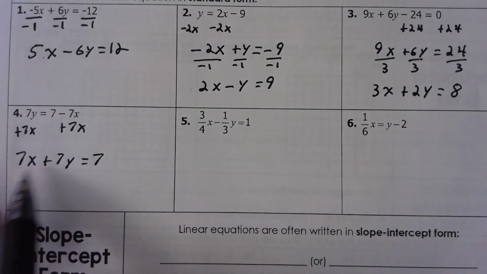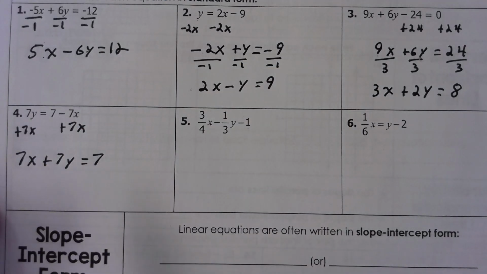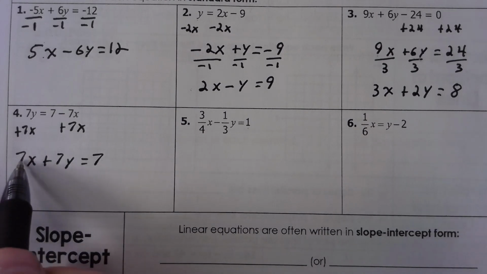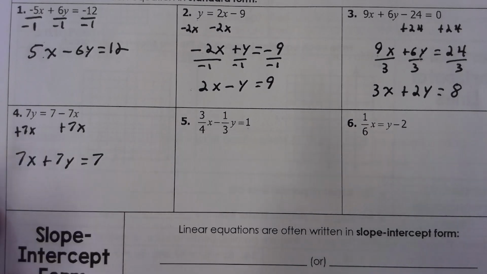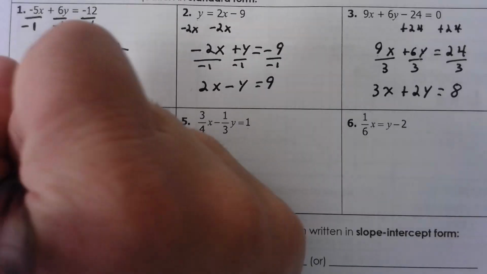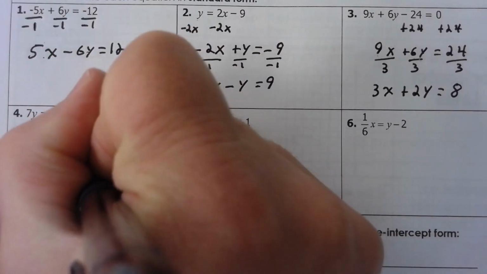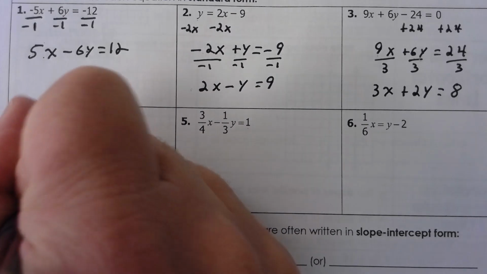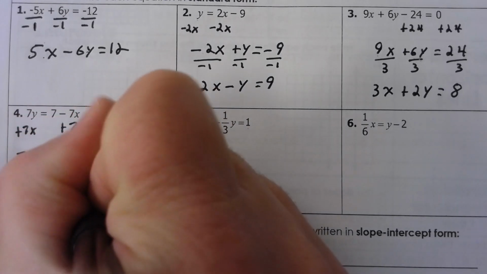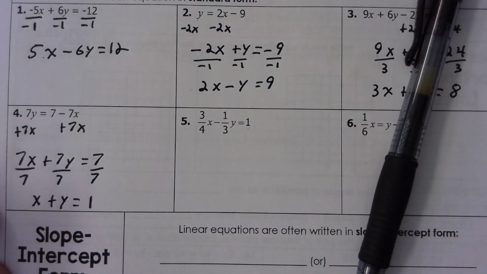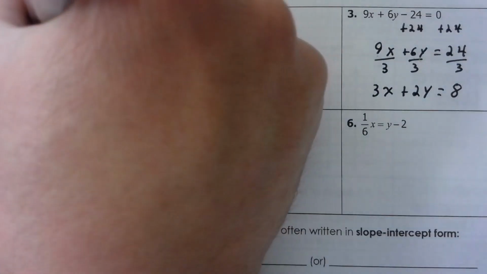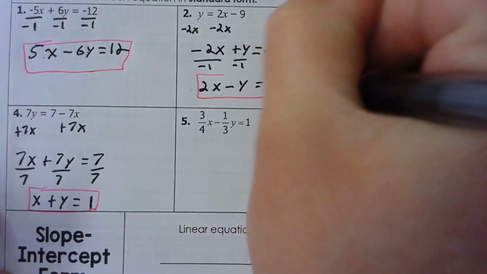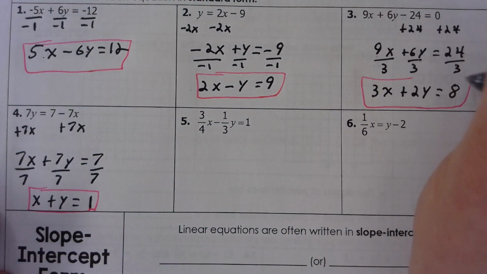Remember, x's and y's are on the left, and then just a number is on the right. So they're all integers, and the a value here is greater than 1. So what's the greatest common factor between 7, 7, and 7? It's 7. So divide everything by 7, and you get x plus y is equal to 1. So here's my solution. That one's a solution, that one, and that one.